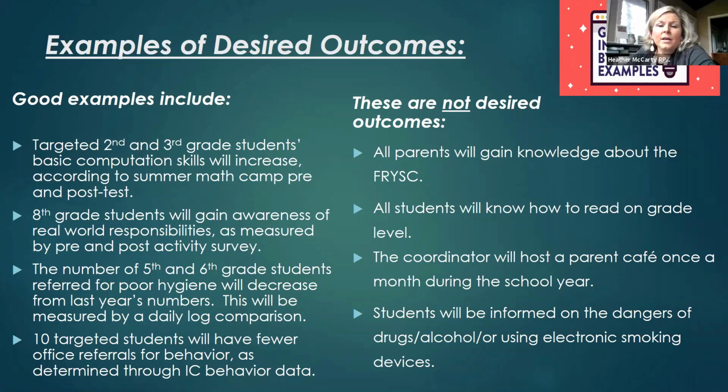And then lastly, students will be informed on the dangers of drugs, alcohol, or using electronic smoking devices. So if you will include that in the chat for our last one. Students will be informed on the dangers of drugs, alcohol, or using electronic smoking devices. What are they doing to teach this? Which students and how are you going to measure?